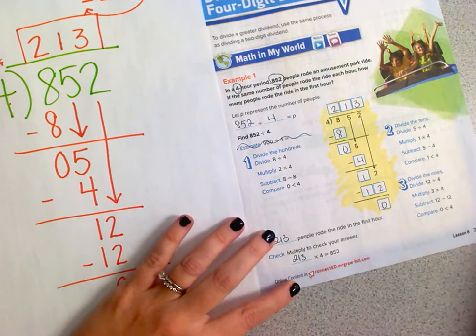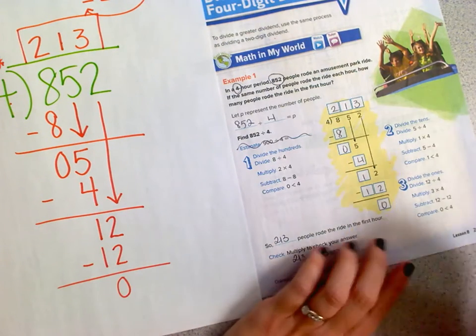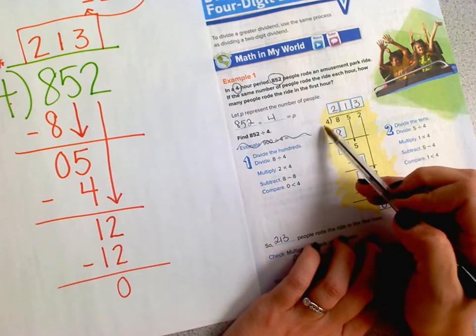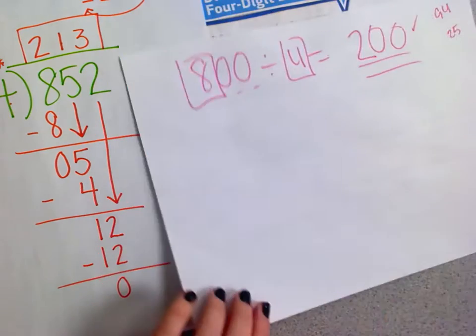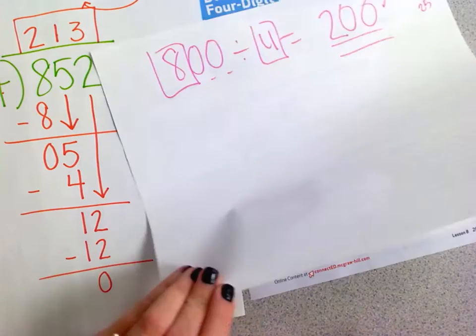213, so multiply to check your answer. When we multiply the quotient by the divisor, and if we get the dividend, then we have the correct answer. So let's check ourselves.